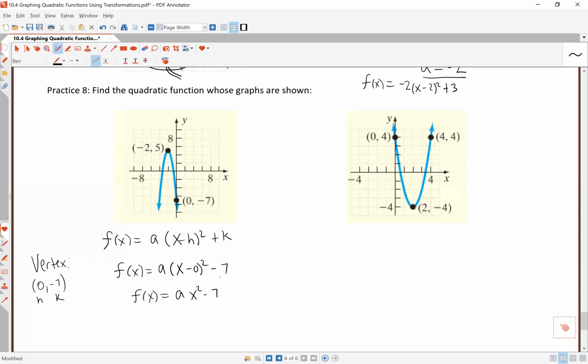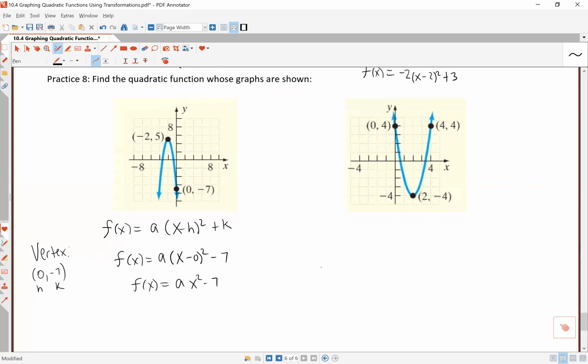Now we see we're at negative 2, 5, and we've gone 2 to the right down to 0, negative 7. So that's a drop of 12. It's a pretty narrow function. So we see that since it goes through 0, negative 7, f of 0 is negative 7.